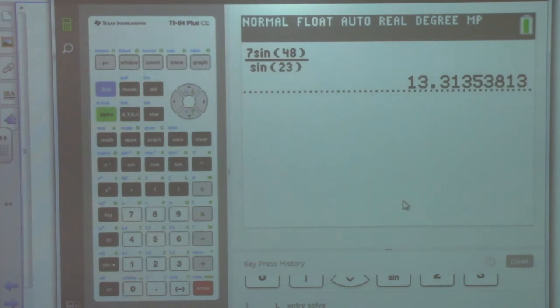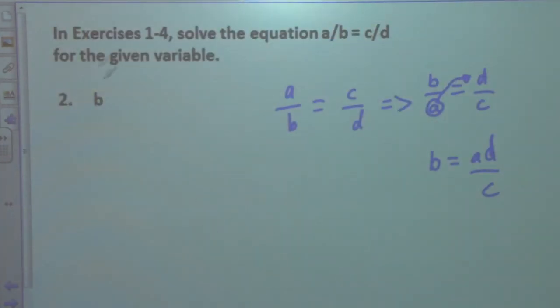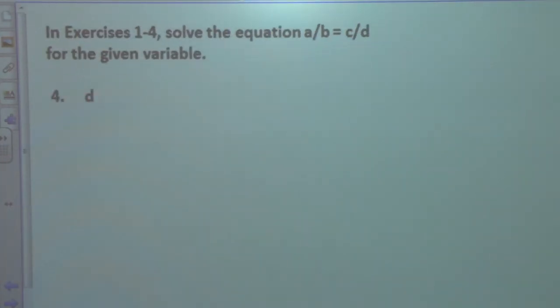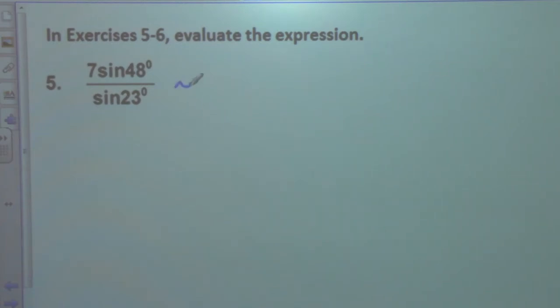What I want to do is write down the answer not to the hundredths place, but to the thousandths place. So what's that to the thousandths place? 13.314. So 13.314, and that's going to be your answer.